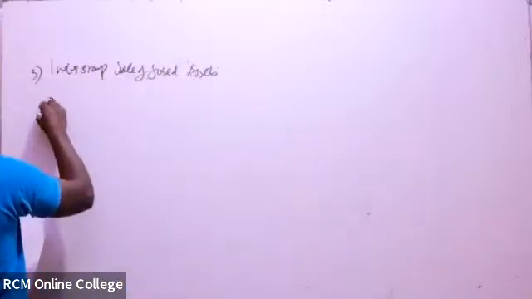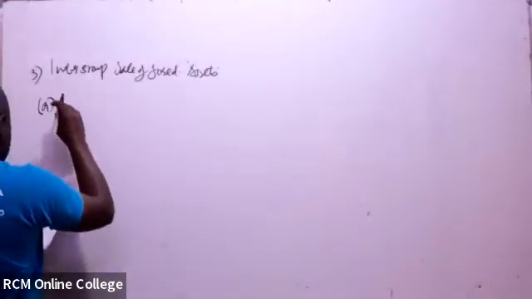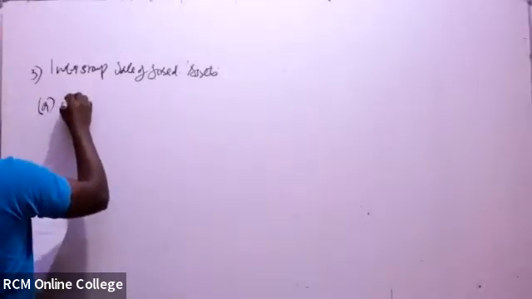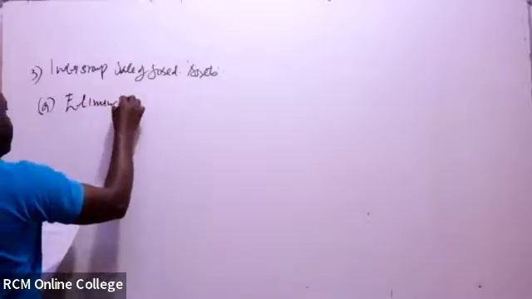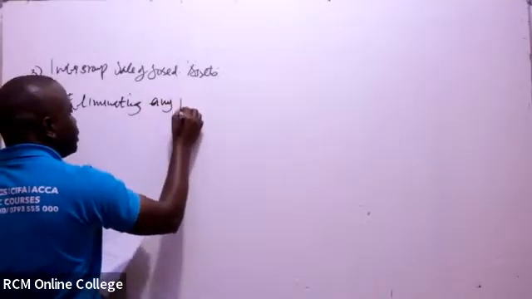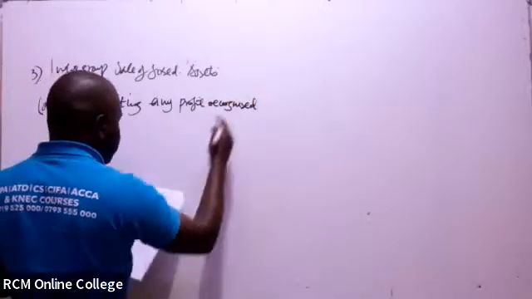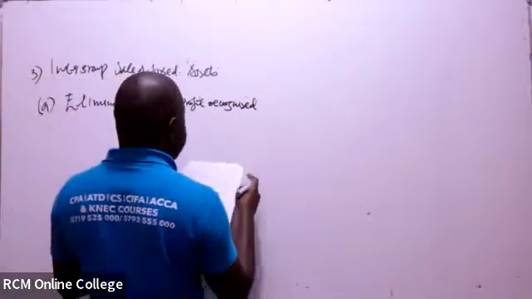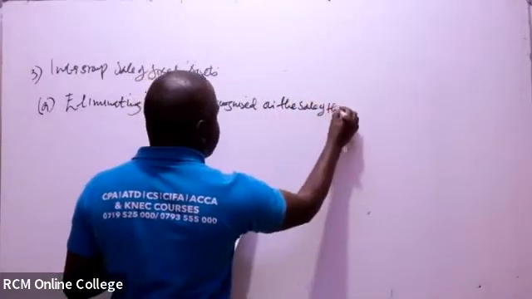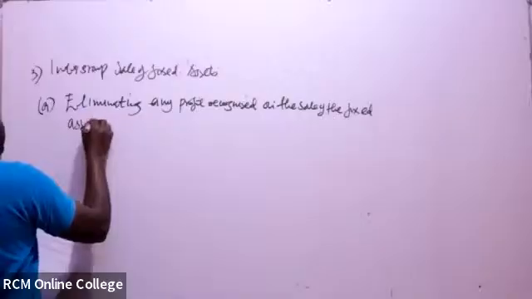The first adjustment is to eliminate any profit recognized. So the first one is dealing with eliminating any profit recognized on the sale of the fixed asset. Any profit recognized on the sale of the fixed asset, you eliminate it.